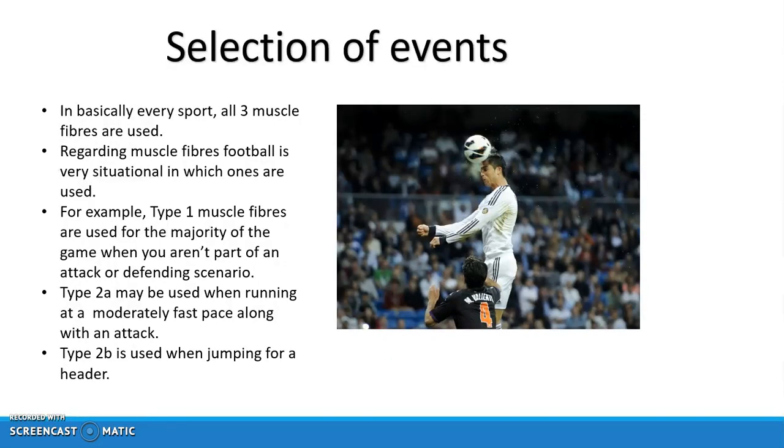Selection of events. This shows how muscle fibres can, in certain sports situations, vary. In basically every sport, all three muscle fibres are used, sometimes two. Regarding muscle fibres in football, it's very situational which ones are used. For example, Type 1 muscle fibres are used the majority of the game when you aren't part of an attacking or defending scenario, and you may be passively jogging or just standing still. Type 2A may be used when running at a moderately fast pace along with an attack, and Type 2B is used when jumping for a header as it's a short, powerful contraction.